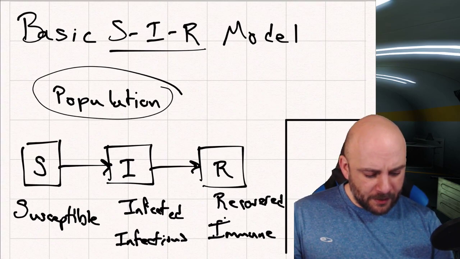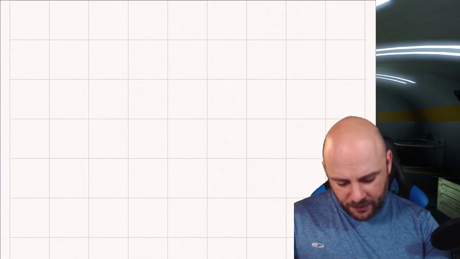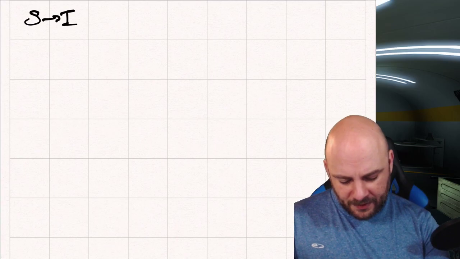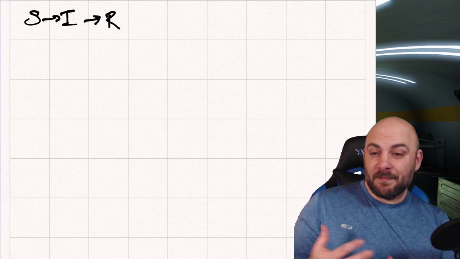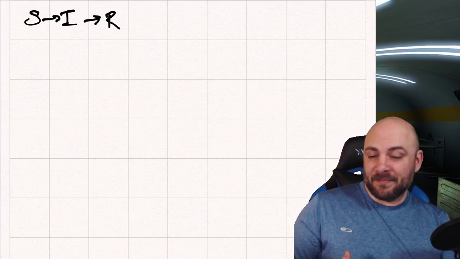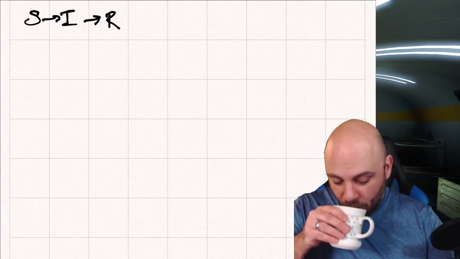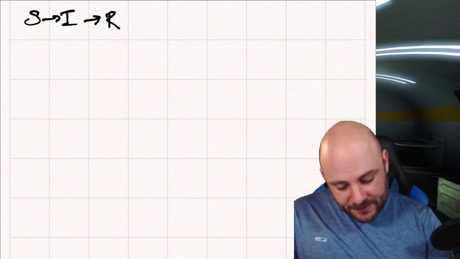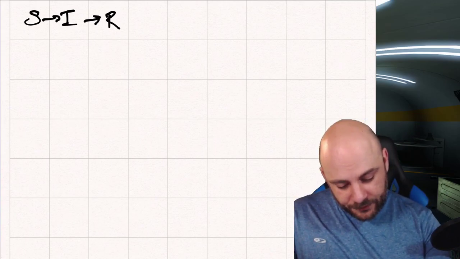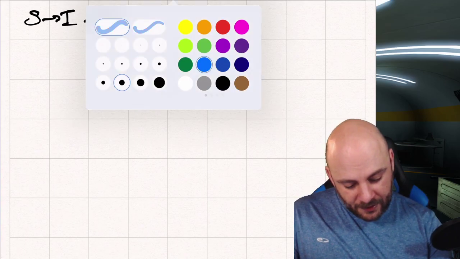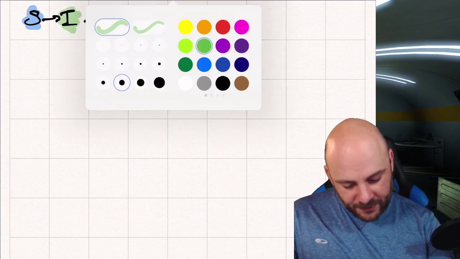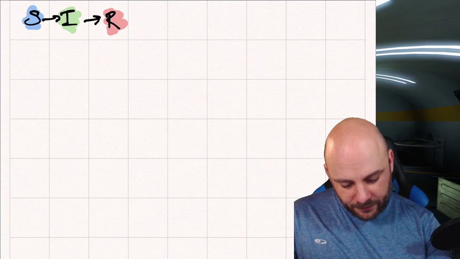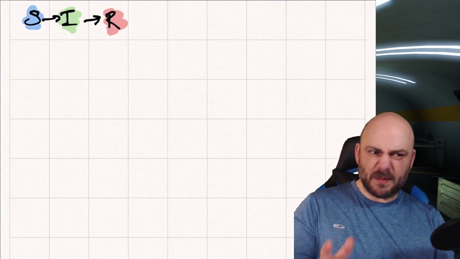Now, if we want to talk about equations for the SIR model, I want to make up a little story. Let's do some colors. Healthy, let's make that blue. Infectious, let's make that green because they're sick. And then recovered, we'll make that red, something a bit different.